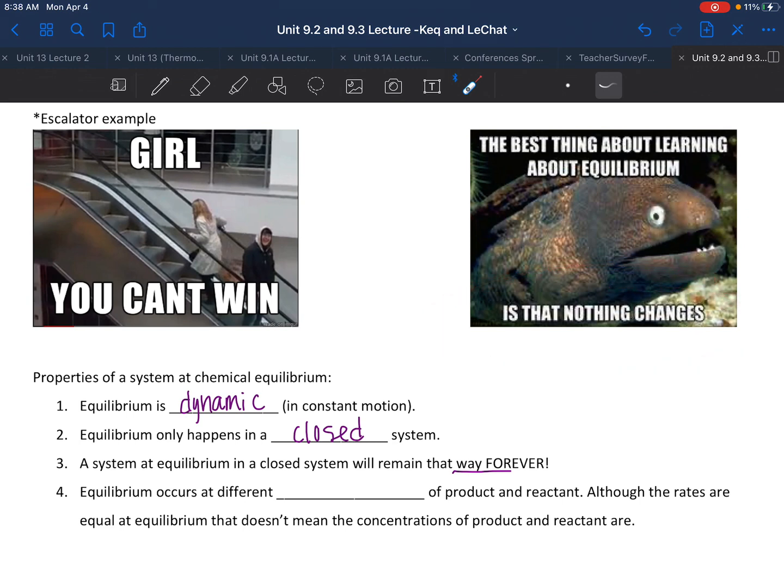So the amounts of the products and reactants will be constant, but the rates are the same. So that's this last thing here. So you have different concentrations, but the rates are equal. And so just because the rates are equal doesn't mean our concentrations have to be. So really what our equilibrium constant is going to be is kind of a ratio of how much product we can make. And so we'll get into that here on the next page.